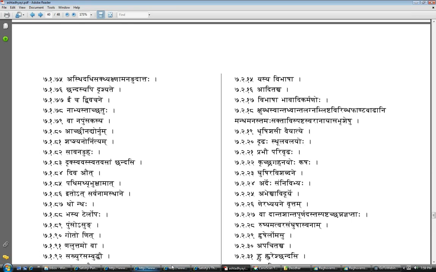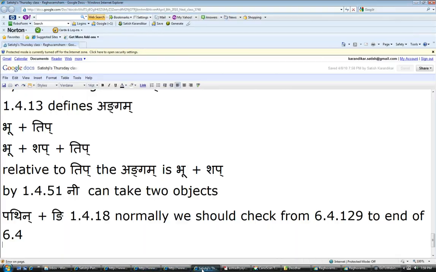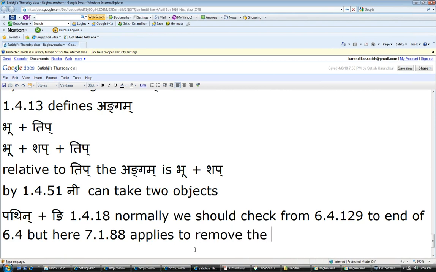So the ending in will be lost. So by 7188 applies to remove the T bhaga, to remove the T, and the T in our case which is in. Okay, so that's how we got the word pathin.